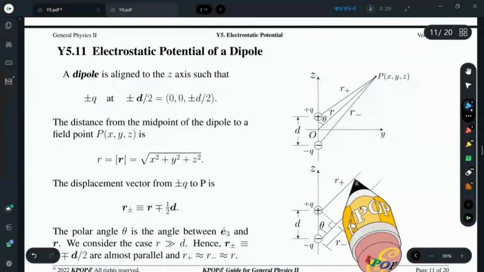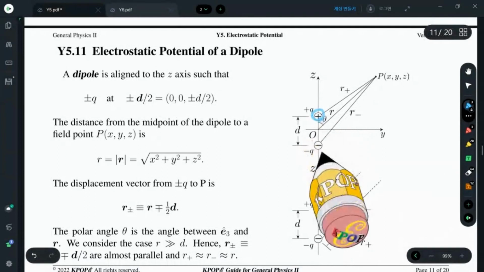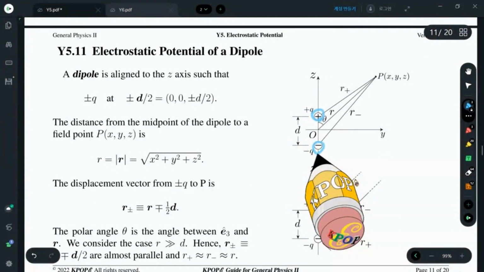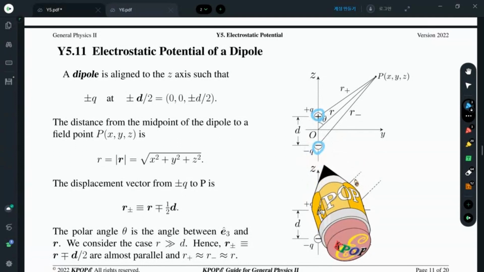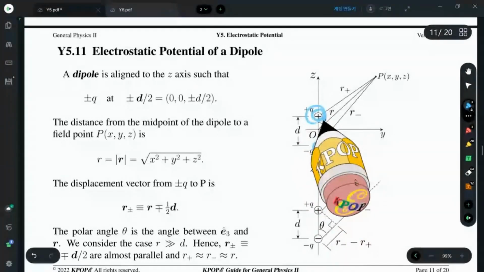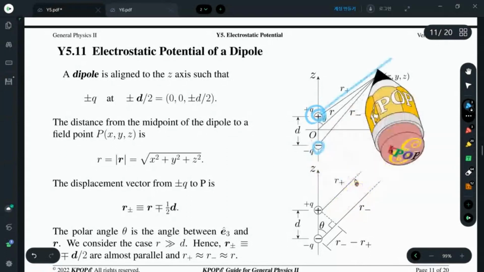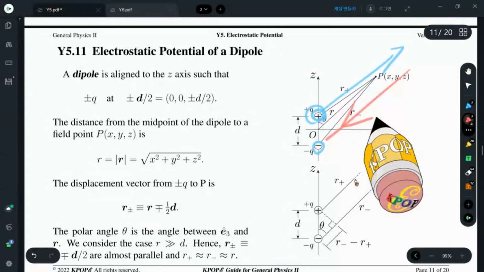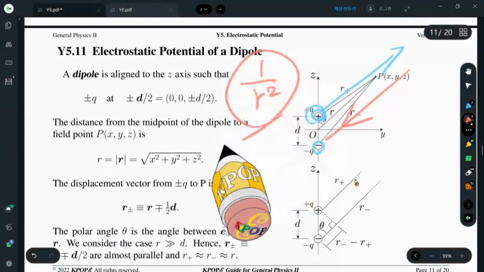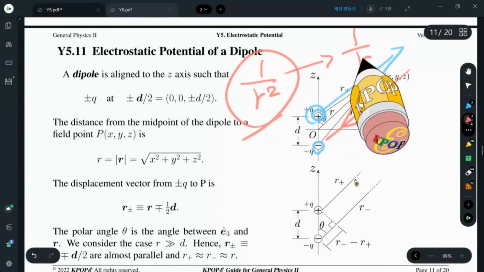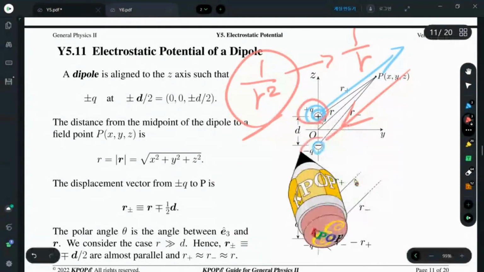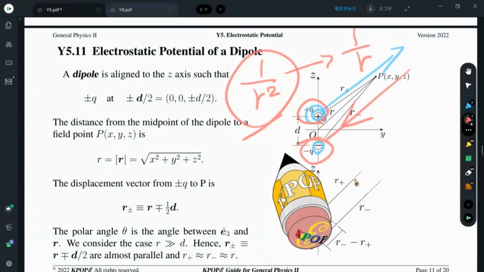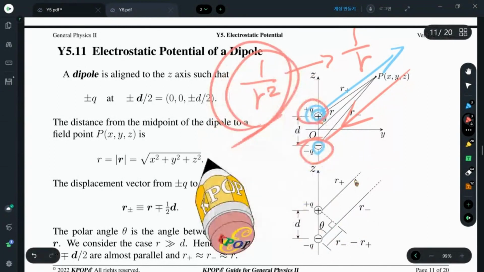What happens in the case of a dipole? A dipole consists of two oppositely charged objects whose magnitudes are the same. Therefore, this one has an electric field in this way, and this one has an electric field in the opposite way. The Coulomb force depends on 1 over r squared, and the potential is of the 1 over r style. When there are two opposite charges of equal magnitude, this contribution cancels exactly.